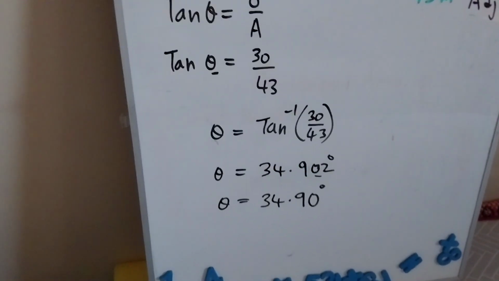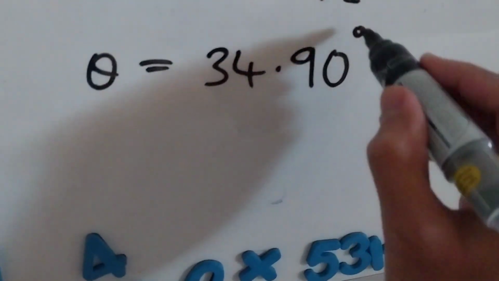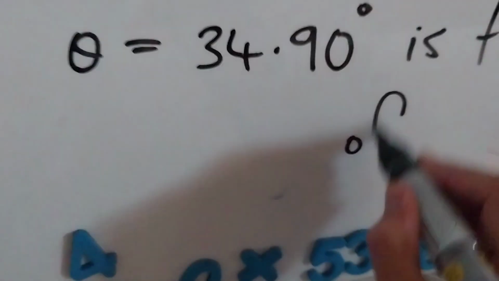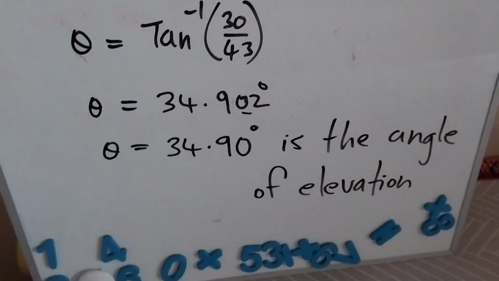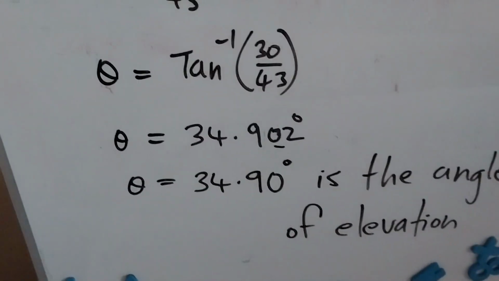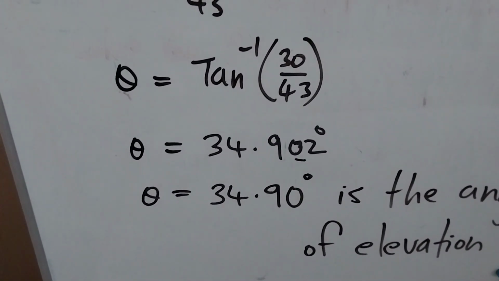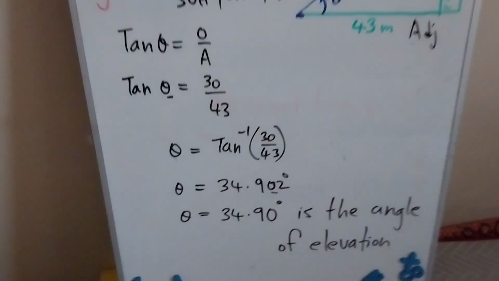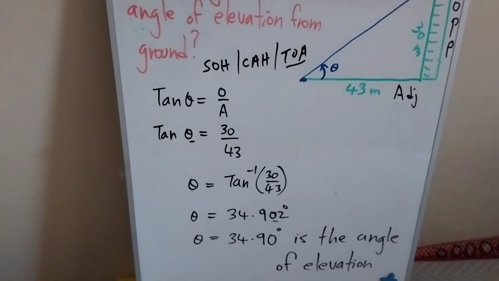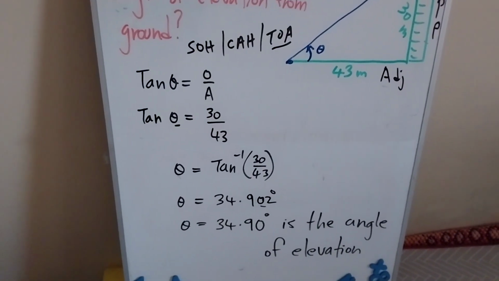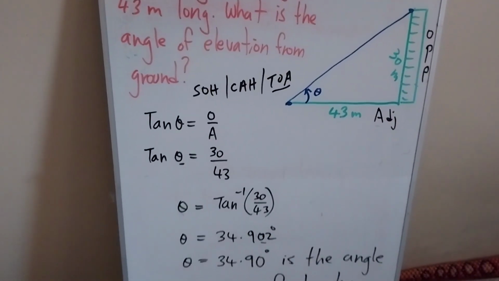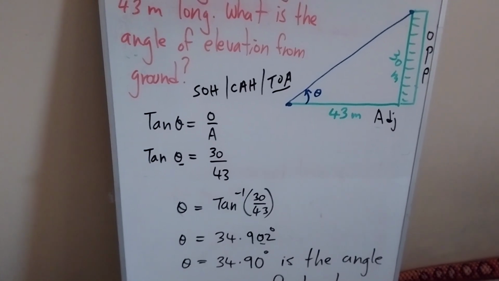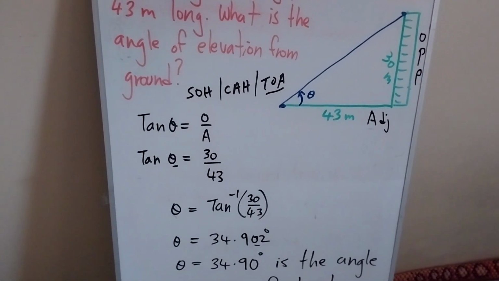To make the answer more presentable, you can add on some words. 34.90 degrees is the angle of elevation. Now we don't get any bonus marks for writing that sentence. As long as you've shown that you found 34.90 degrees, you get full marks. It is very important to show your working, because if you get the final answer wrong, you can be awarded some marks for appropriate working, for consistent working. So make sure you show your working in each and every question wherever possible to be able to get some marks even if your final answer is wrong.